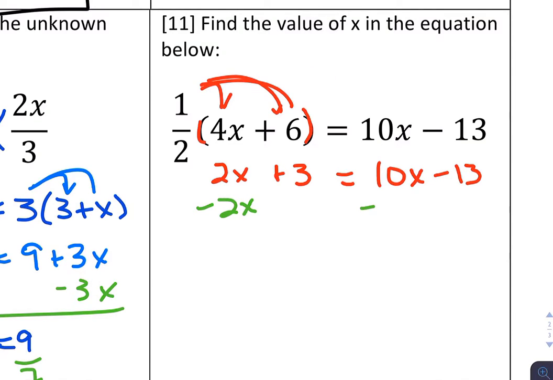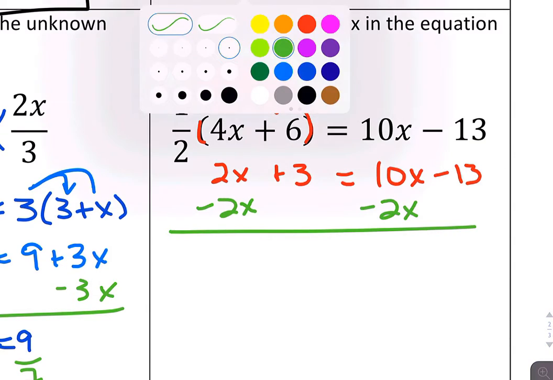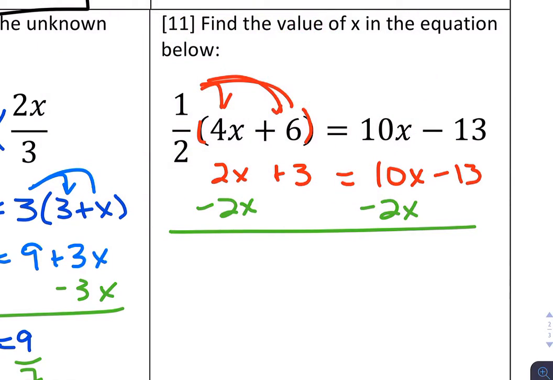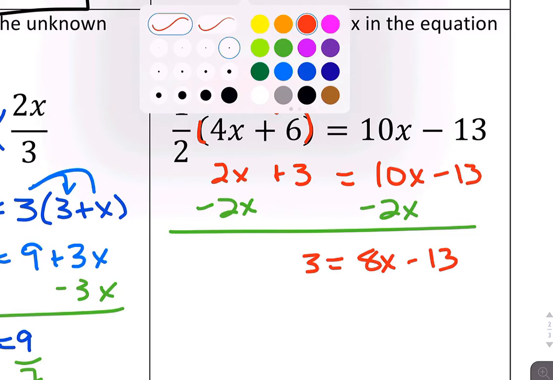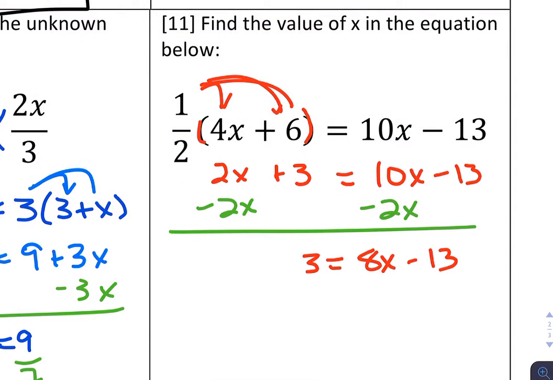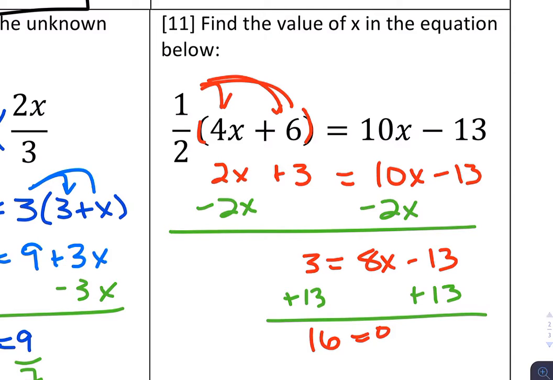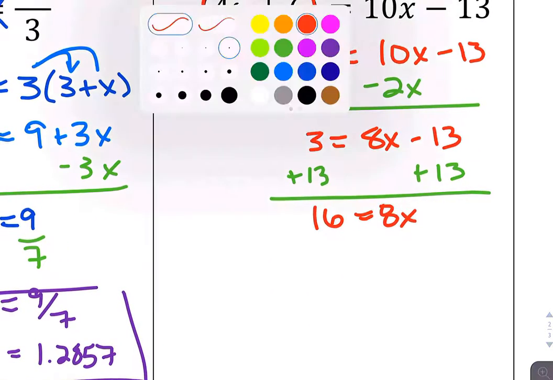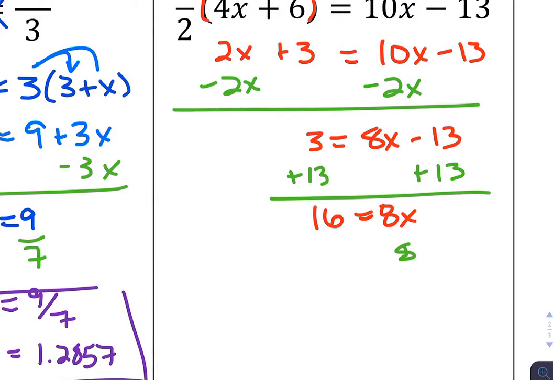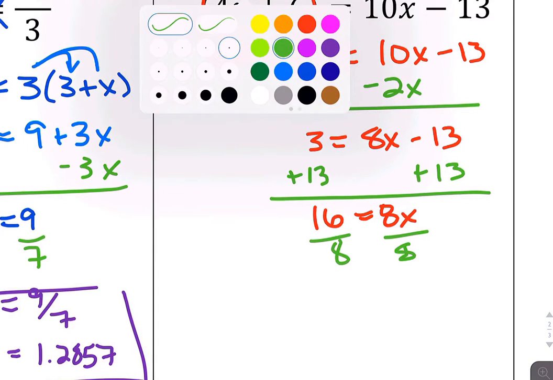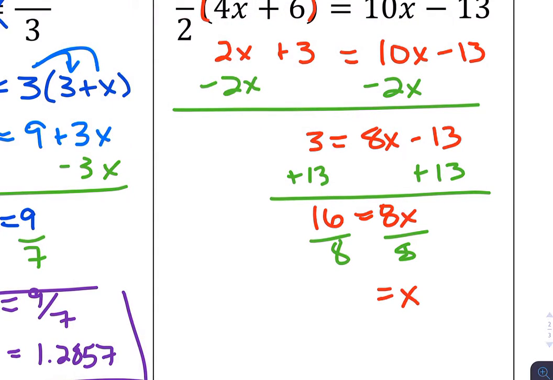So let's subtract 2x on both sides to get all the x's consolidated to a single side, leaving 3 on the left, 8x minus 13 on the right. Now to start getting x by itself, let's get rid of the minus 13 by adding it. And that will leave us with 16 on the left is equal to 8x on the right. You may already see the answer, but let's go ahead and carry it through. Let's divide by 8 on both sides, and that will leave us with x with a final value of 2.